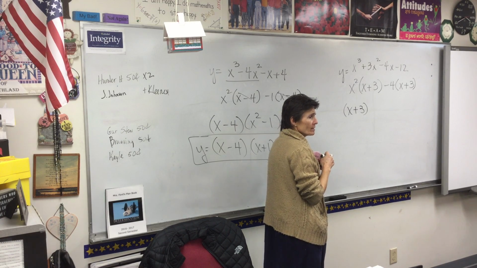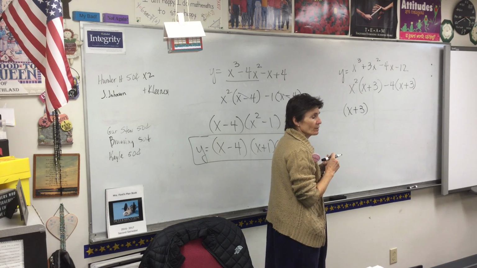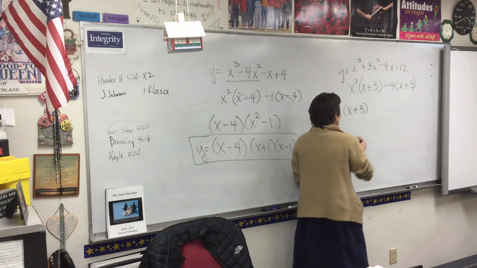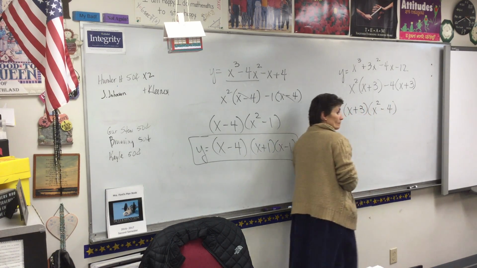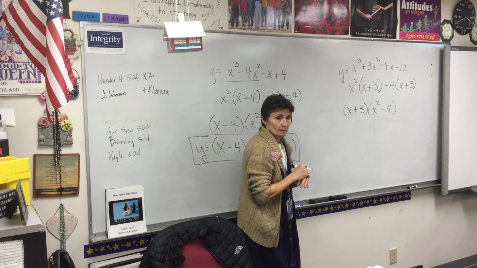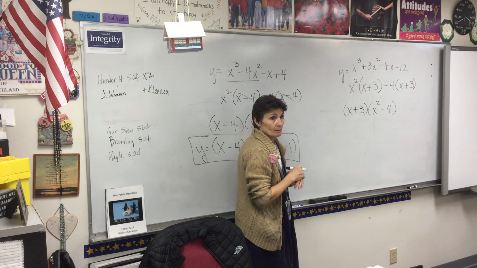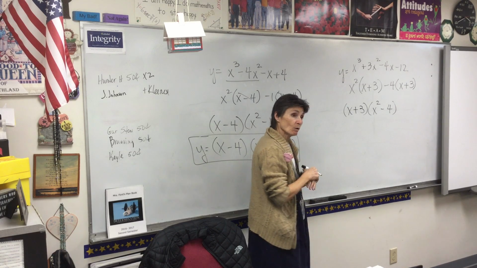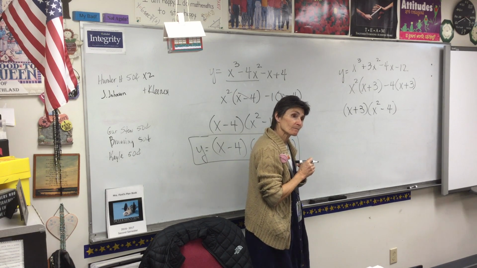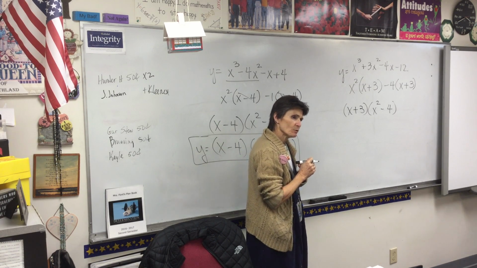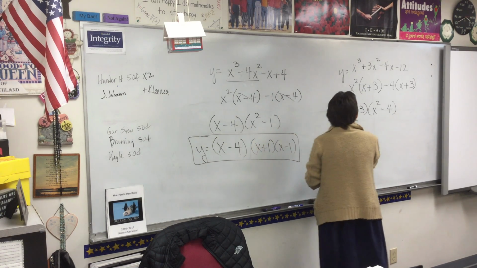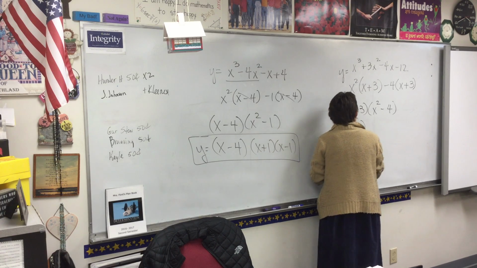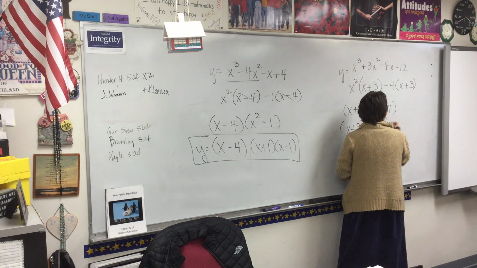Did I put a squared or anything on it? No. I just wrote it down. X plus 3. And then in parentheses, I'll have x squared minus 4. Right? And Logan, what about x squared minus 4? Can I do anything with that? Oh, you can factor it, make it x plus 2, x minus 2. Exactly. It's called the difference of squares.